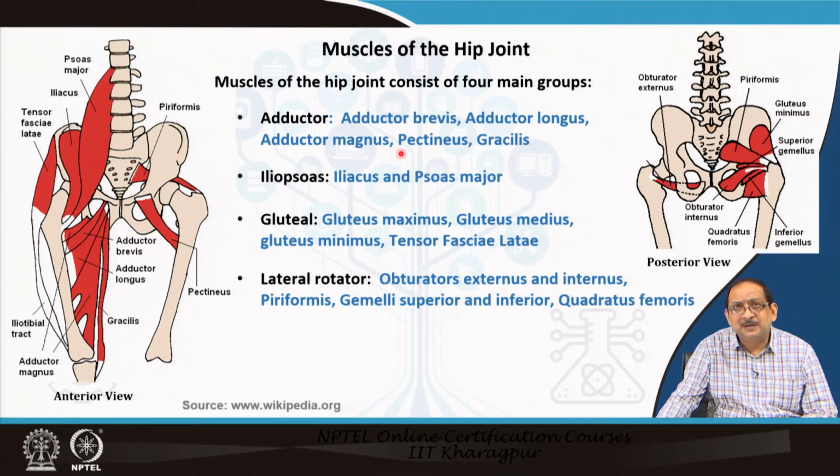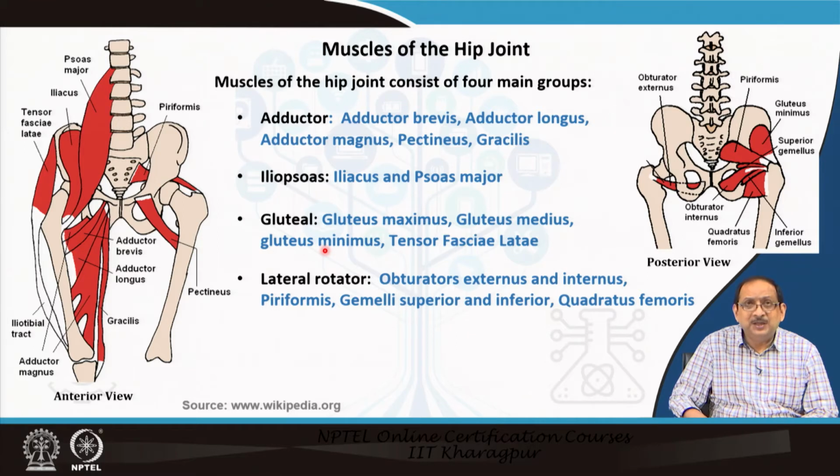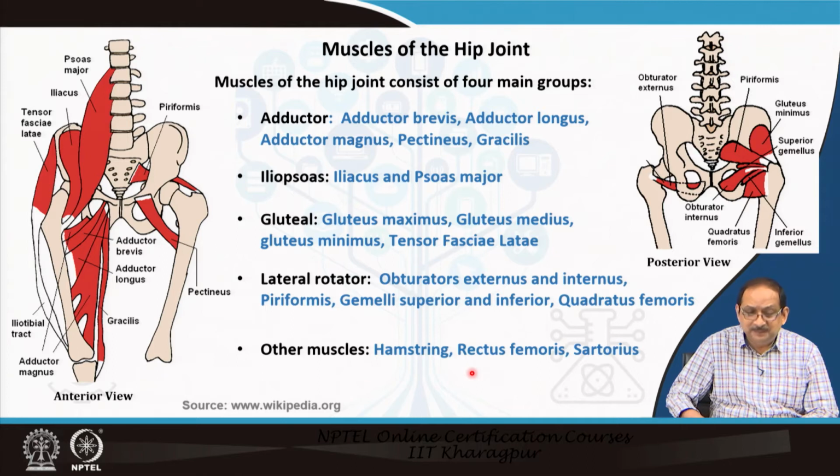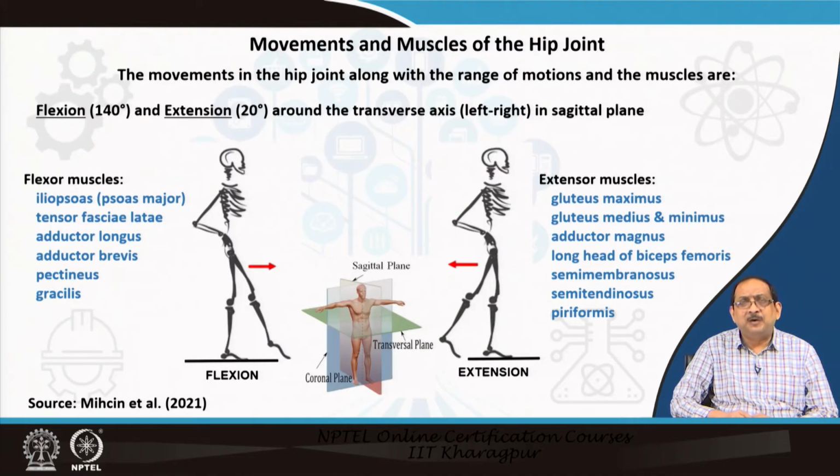abductor magnus, pectineus and gracilis. So, these are the main 4 groups of muscle acting on the hip joint. The other muscles are hamstring, rectus femoris and sartorius. Let us discuss the movements offered by the hip joint and the muscles responsible for each movement.